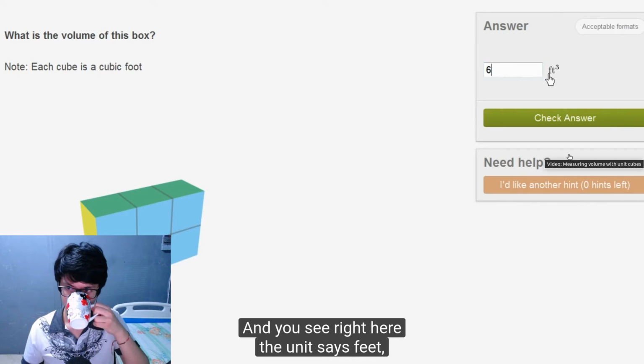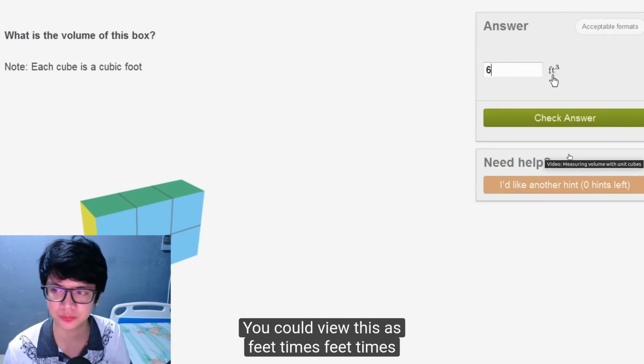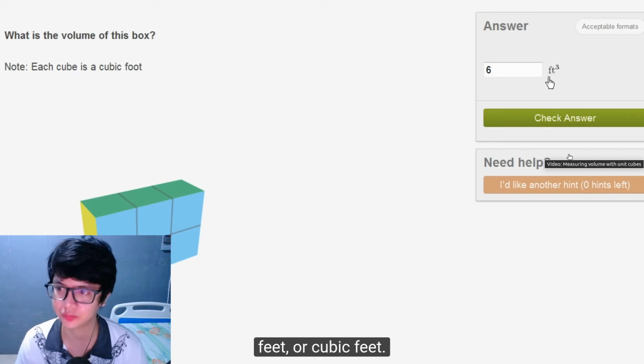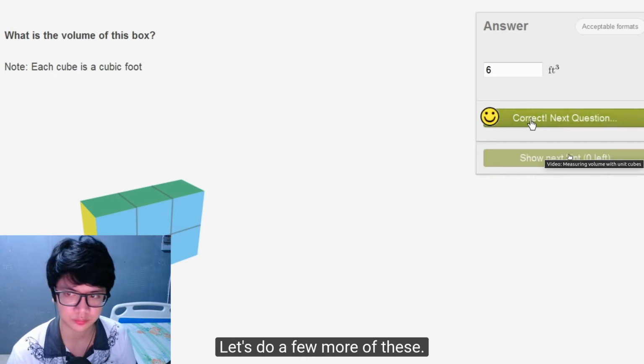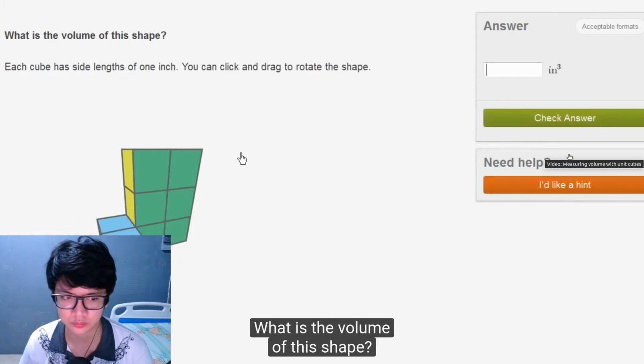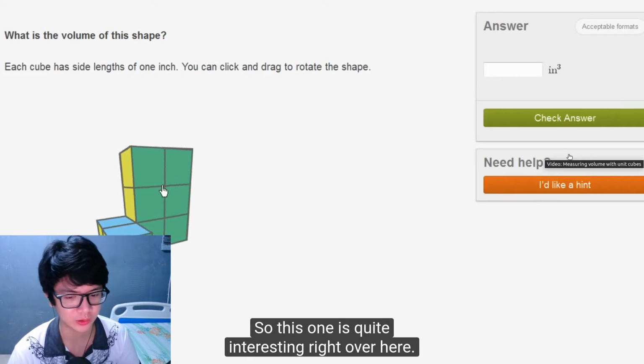And you see right here the unit has feet, and it has a superscript of 3. This is feet to the 3rd power. You could view this as feet times feet times feet, or cubic feet. So this is 6 cubic feet. Let's do a few more of these. What is the volume of this shape? This one is quite interesting right over here.